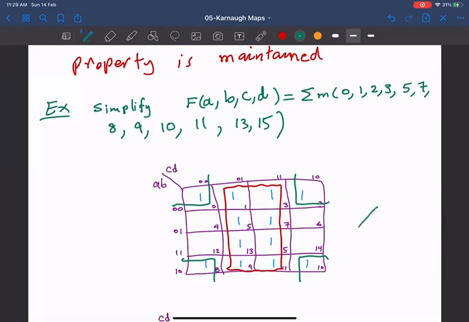So this is wrong. Why is it wrong? Because the green group here is actually contained in a larger group, in a larger rectangle. What is that larger rectangle? Let me use a different color here, maybe orange. This is the larger rectangle. You see that?